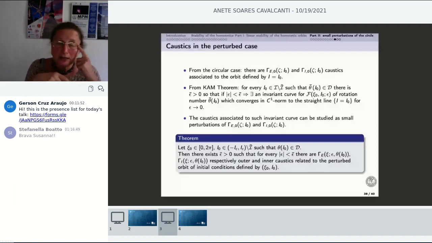While the famous Lazutkin example shows that this is the case for the billiards, and in general, the relation between caustics and this type of billiards is not so clear.